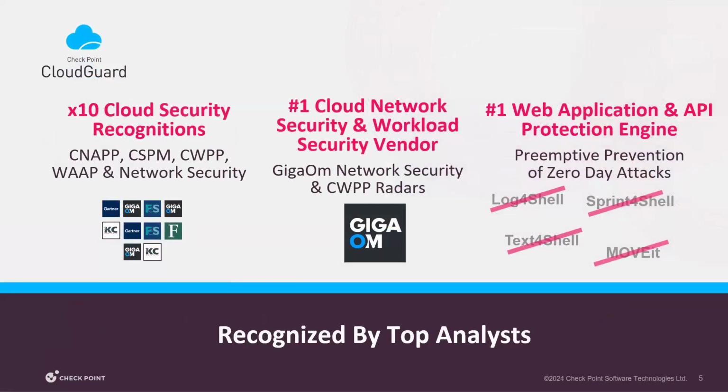We've been recognized by various top analysts in our cloud offerings, anything from CNAPP, CSPM, like posture management, or CWPP, workload protection, and of course, web application and API protection. And there's some new accolades from GigaOM that we've recently got around some of the API discovery pieces that we'll talk about. And then obviously, the cloud network security, the bread and butter of Checkpoint.